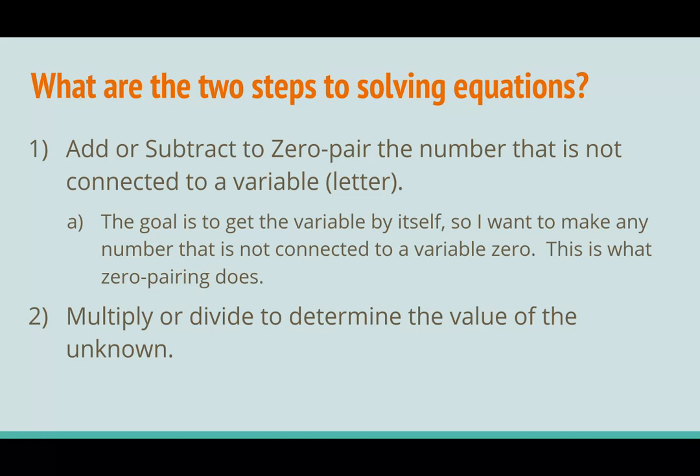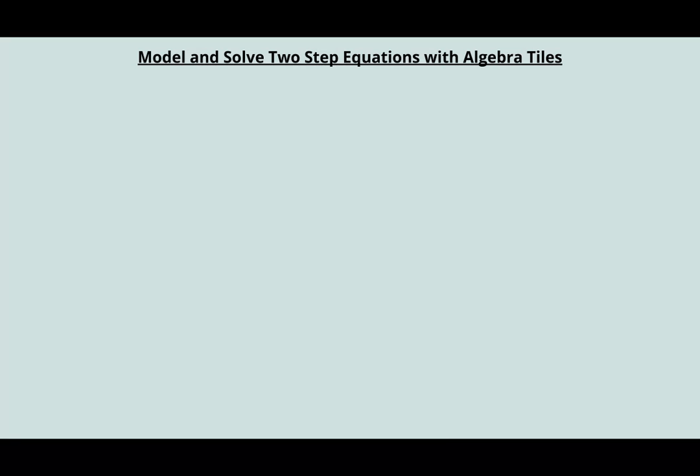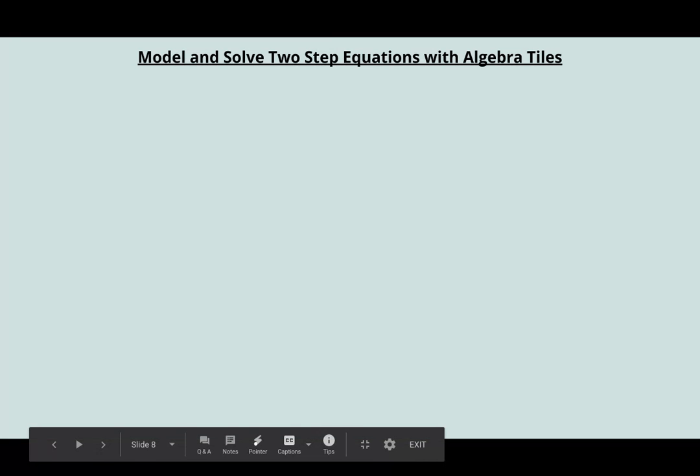You're either going to add or subtract to form a zero pair, and you're going to zero pair the number that is not connected to a letter. The number that is not connected to a variable, that's what you want to zero pair, because remember, the goal is to get the variable by itself. So we want to make any number that is not connected to the variable a zero, and that's what zero pairing does. The next step is to multiply or divide to determine the value of the unknown. Again, we're going to see this in practice in the problems we're going to look at.